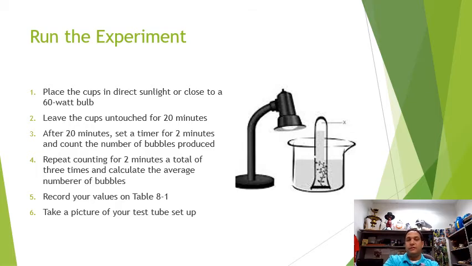After 20 minutes, set a timer and watch how many bubbles are produced in one test tube at a time. Count the number of bubbles that are produced, either on the leaf or that float up. Repeat that count for 2 minutes, and then do that 3 times. You average the number of bubbles produced, and that should give you your best estimate as to your data.